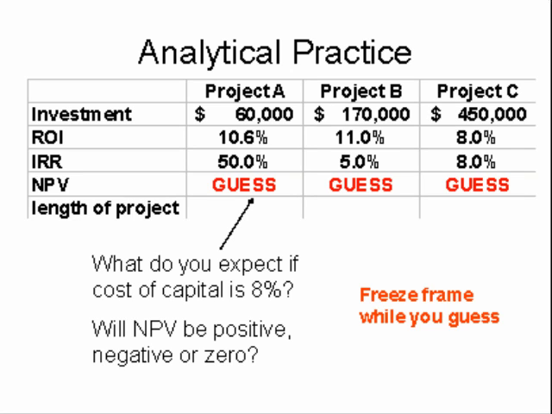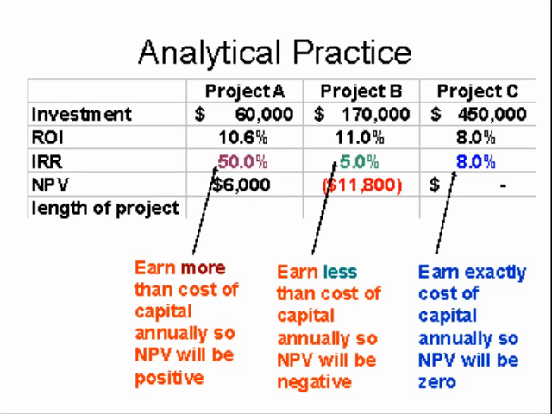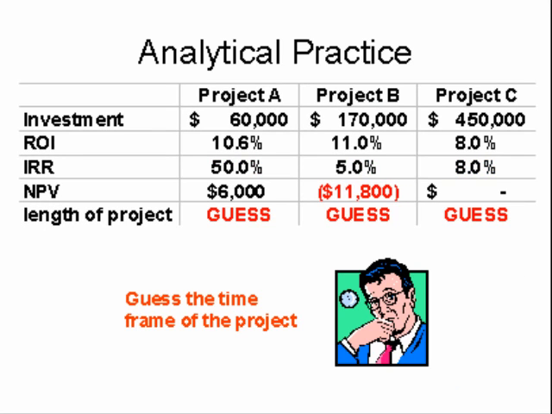Take a guess: positive, negative, or zero net present value. That's right. If you're earning more than the cost of capital, net present value is positive. Less, it's negative. If it's exact, then net present value will be zero. All right. Guess how long the project is going to last. Less than a year, or more than a year?